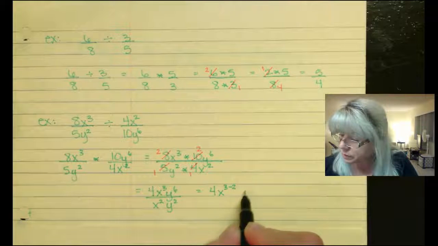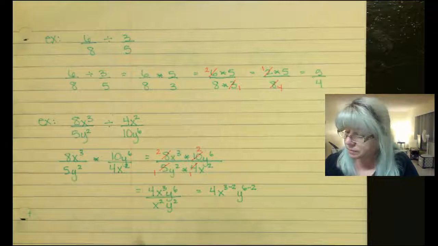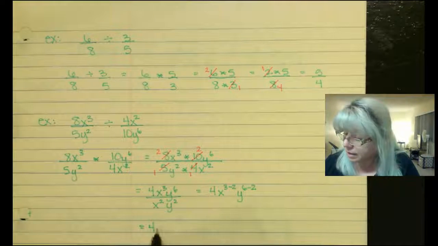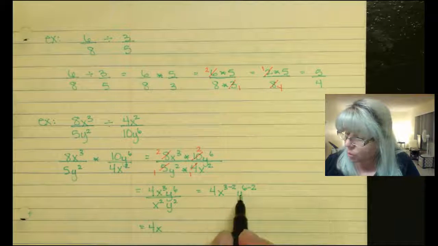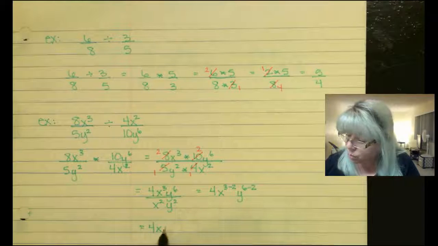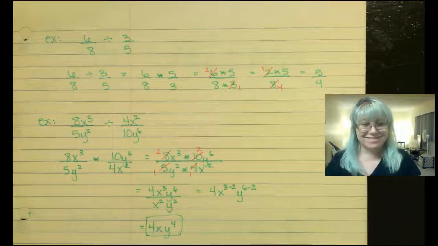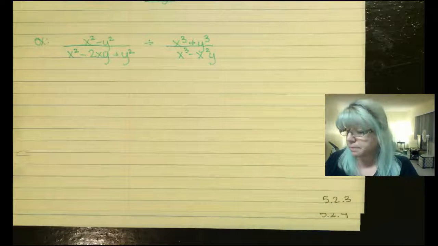4x to the 3 minus 2, y to the 6 minus 2. Therefore, 3 minus 2 is 1, so it's x. y to the 6 minus 2 is 4, y to the 4th. There we go. All right, let's work with a little bit more complex problem.